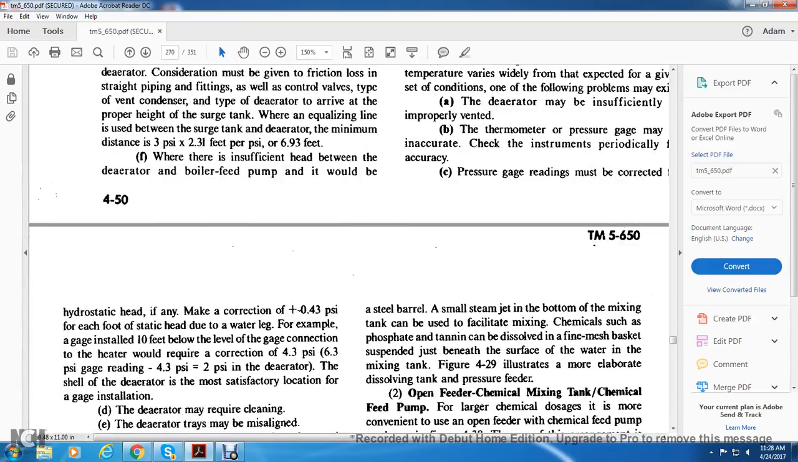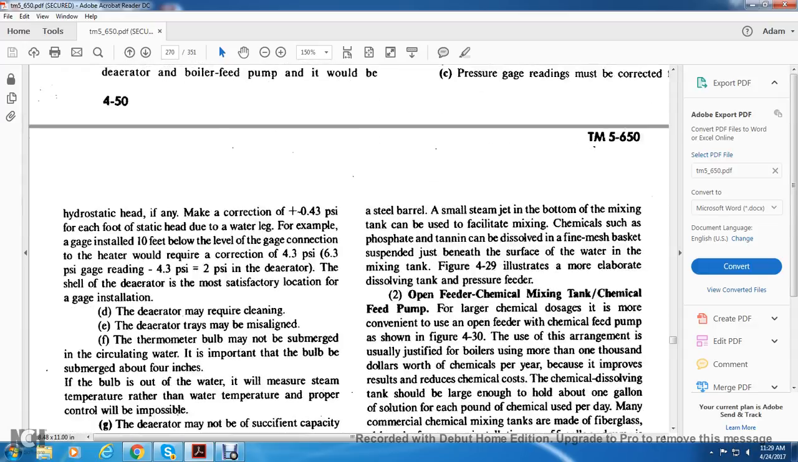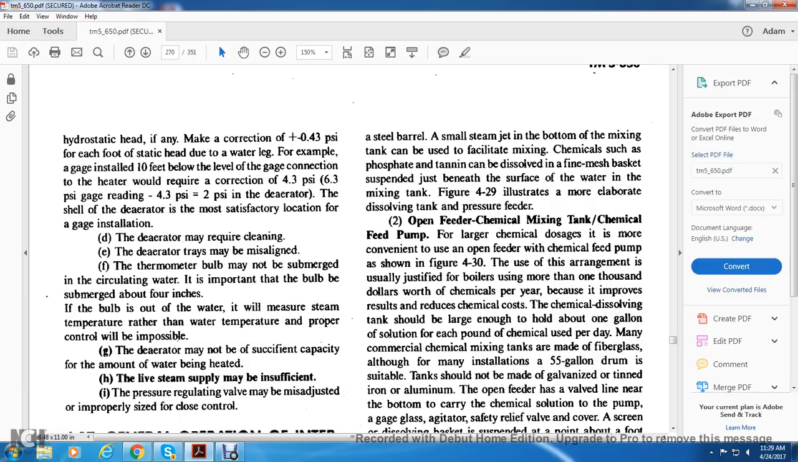For hydrostatic head, make a correction of plus 0.43 psi for each foot of static head due to the water leg. For example, a gauge installed 10 feet below the level of the gauge connection of the heater would require a correction of 4.3 psi, so a 6.3 psi gauge reading minus 4.3 psi equals 2 psi in the deaerator. The shell of the deaerator is the most satisfactory location for the gauge installation.